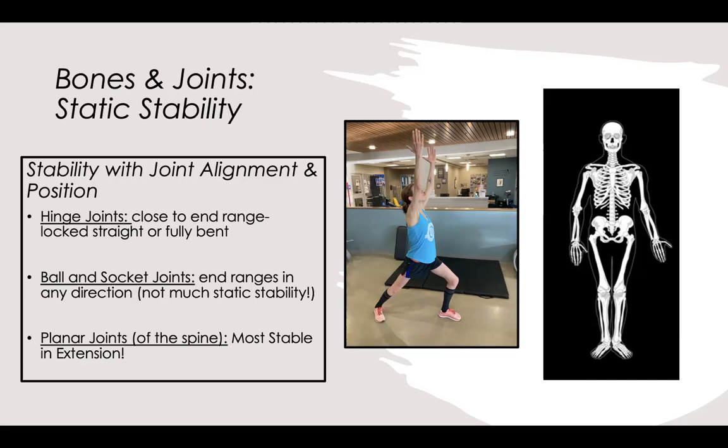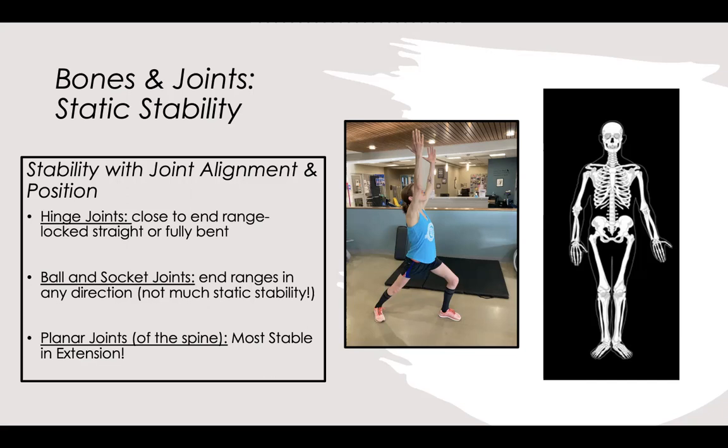Those are pretty stable positions of those joints. Ball and socket joints tend to have stability within their end ranges in any direction, but they just don't have quite as much stability. Just like in the prior example with our nervous system, where I'm trying to create external rotation or internal rotation at the hip, that wind up and that muscle activity is how we're going to create the majority of our stability at our ball and socket joints.